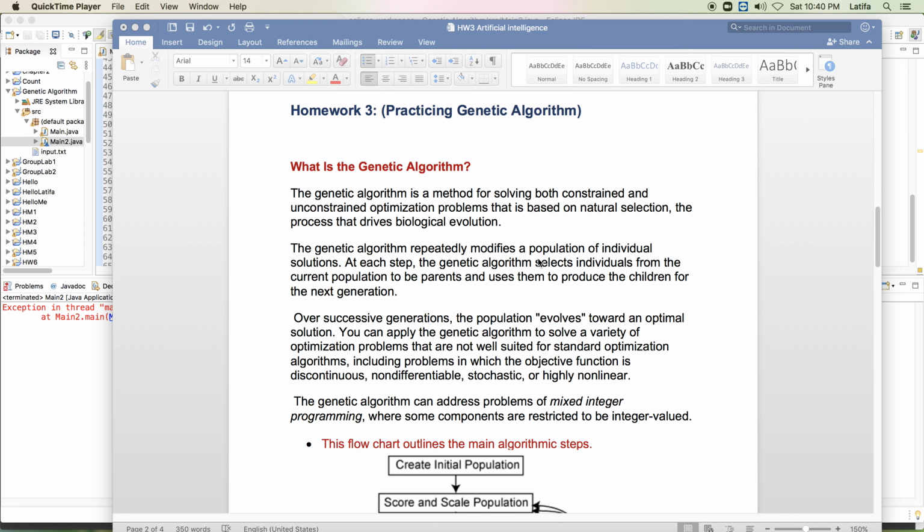You can apply the genetic algorithm to solve a variety of optimization problems that are not well suited for standard optimization algorithms, including problems in which the objective function is discontinuous, non-differentiable, stochastic, or highly nonlinear. The genetic algorithm can address problems of mixed integer programming, where some components are restricted to be integer value.